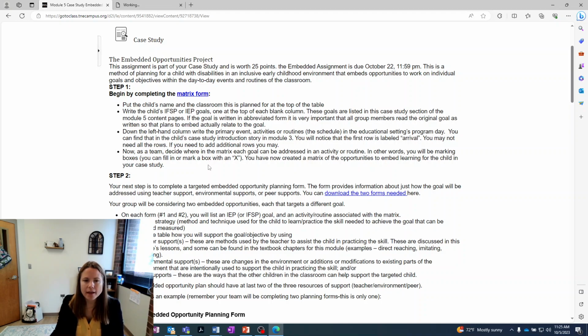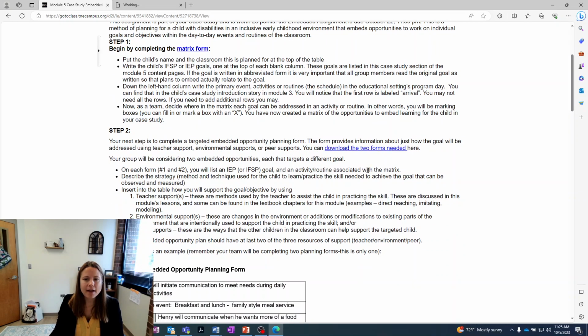Now, the last part of the matrix form is, after you put your schedule and you put the goals and all that, you're going to have to decide if these goals can be addressed in a certain activity. In other words, you're going to mark the box with an X if you can have that goal embedded in a certain time of the day for that child, okay? If that goal can be worked on during that time of the day.